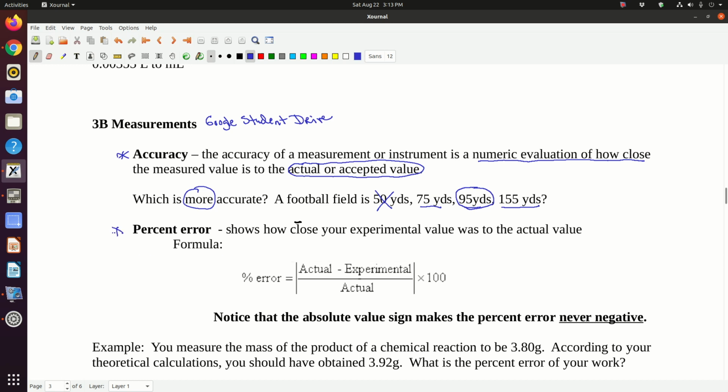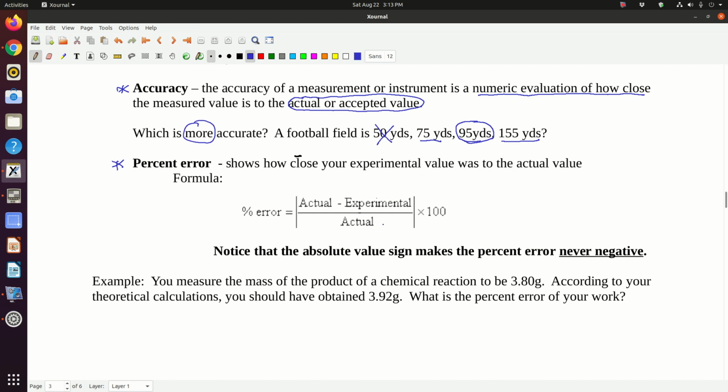Now, percent error shows you how close your experimental value is to the actual value. This is a formula that you will get very familiar with. You won't have to memorize it, but you need to know it. Eventually, you may memorize it anyway. Percent error, and sometimes I write that as just percent E, is the absolute value of the actual minus the experimental. Now, for actual, I also might use theoretical, and if I did, I'd put a T. The actual minus the experimental divided by the actual or theoretical value.